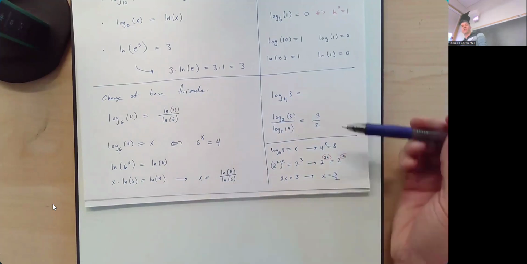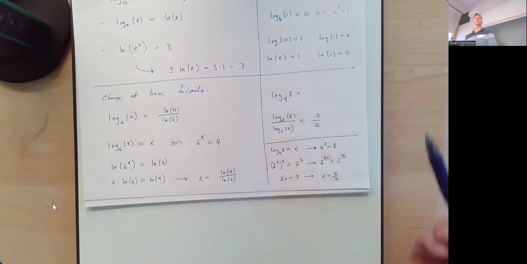I think it was easier to do it the first way, but I feel like the first way requires a little bit more slickness, right? It might not be super obvious that you could do that right off the bat.